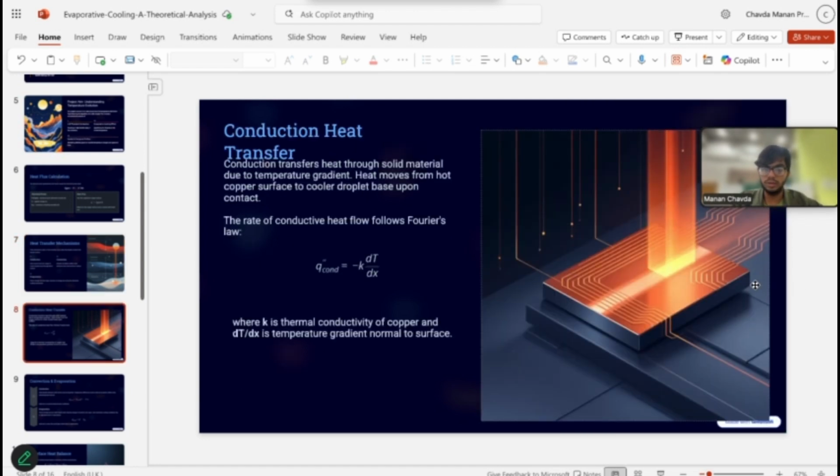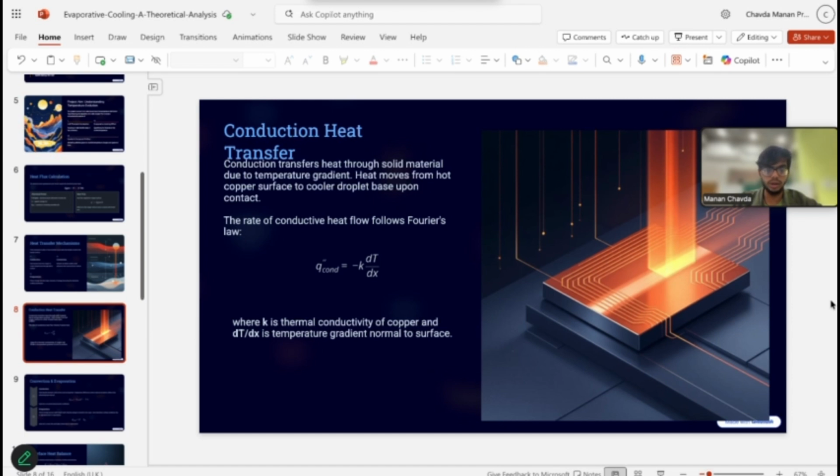Okay, so here are the three modes of heat transfer. Firstly, I will explain conduction heat transfer. Here we focus specifically on conduction. Conduction is the heat transfer through a material due to a temperature difference. As soon as the droplet touches the copper surface, heat moves from the hotter 55 degrees Celsius metal towards the cooler 25 degrees Celsius droplet. This follows Fourier's law, which is q = -k dT/dx.